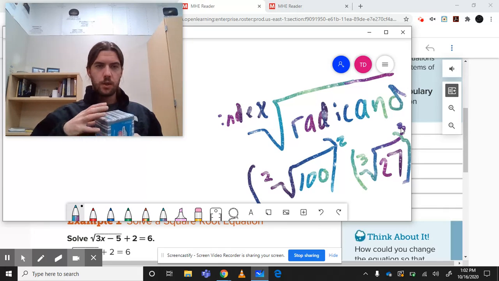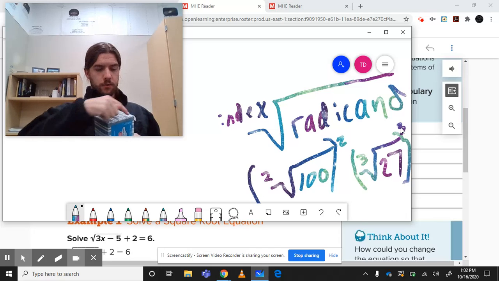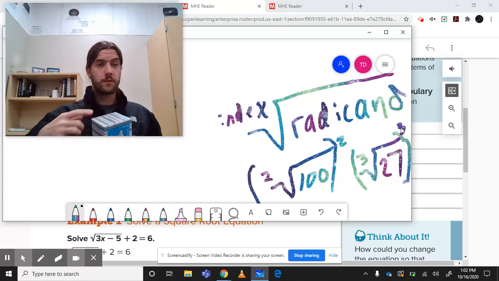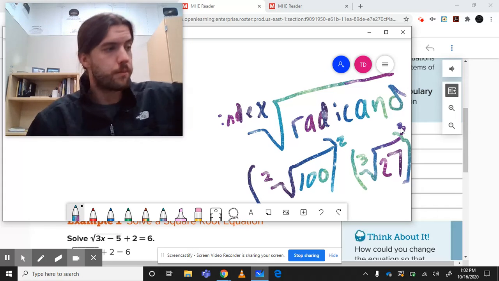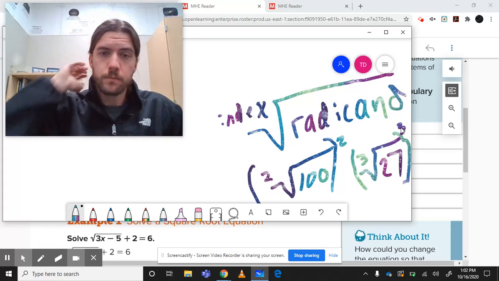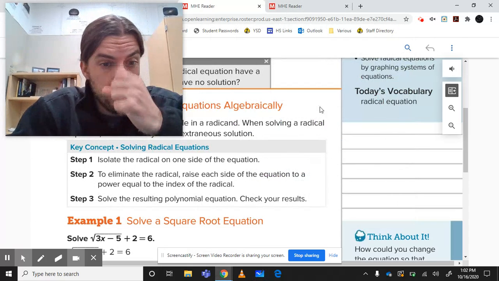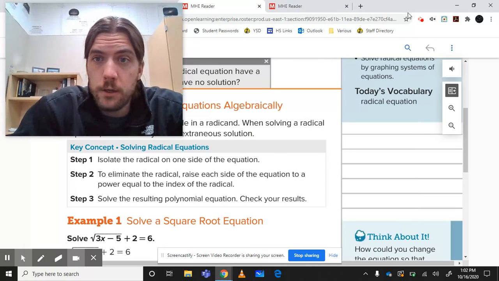So if I take the cube root of this cube, I get the side length. If I take that side length and I cube it, it just means make a cube with the side length that we started with. Okay, those are our general ideas there, and we will move on with example 1 in the next video.